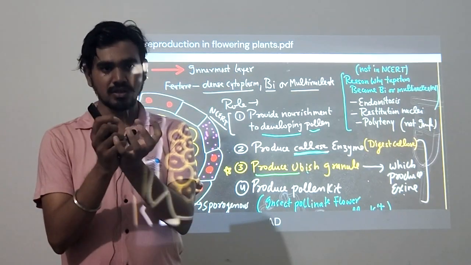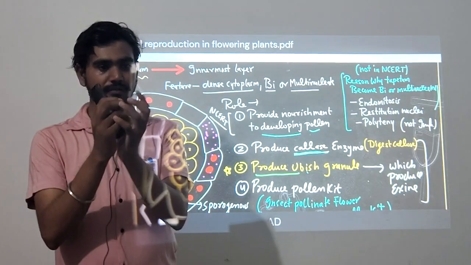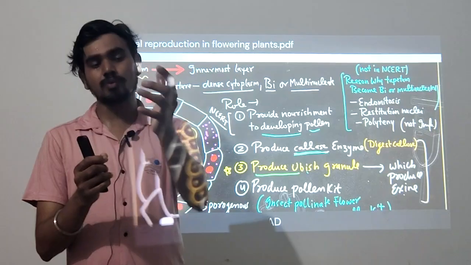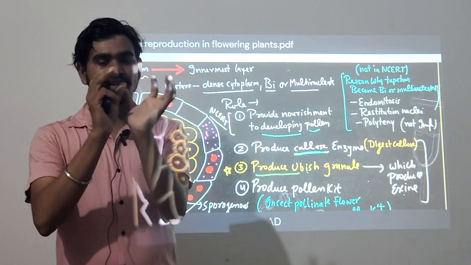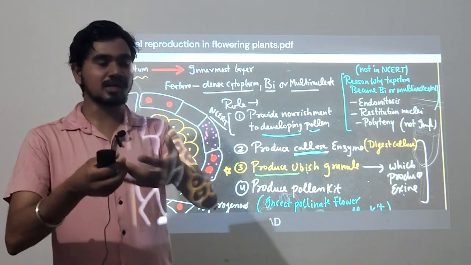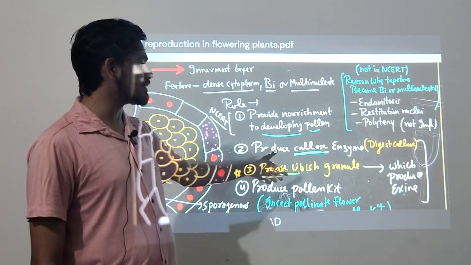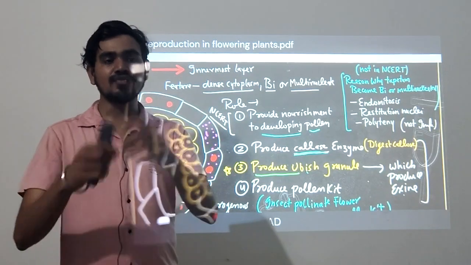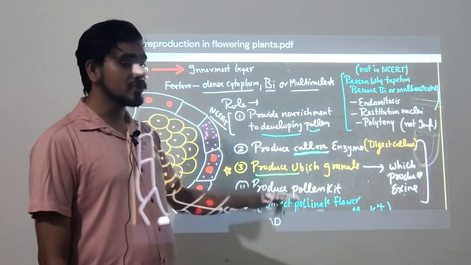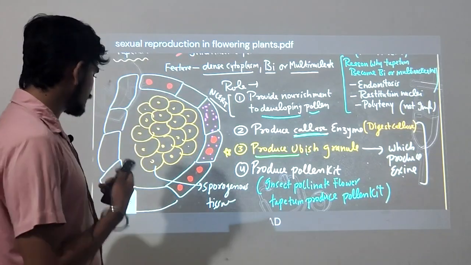Before the formation of the microspore tetrad, the sporogenous tissue, what we call the microspore mother cell or pollen mother cell, has sticky layers of callose around it, and to free the microspore tetrad we need to digest that callose. That is why the tapetum produces callase enzymes that digest the callose and free the microspore tetrad. It also produces Ubisch granules which produce exine, and pollen kit for insect-pollinated flowers.